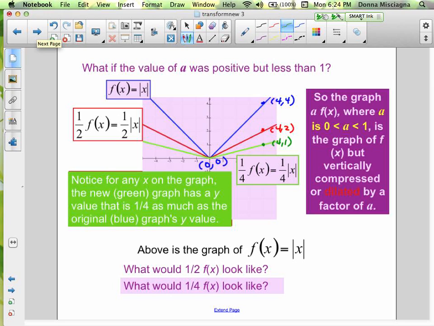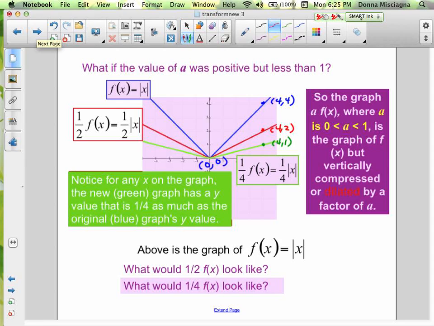So now the same thing is happening. The y value is just the y value for the original parent graph multiplied by whatever a is. If we take 4 times a half, we would get 2. If we take 4 times a fourth, we would get 1. So for any x on the graph, the new green graph has a y value that is 1/4 as much as the original blue graph's y value.